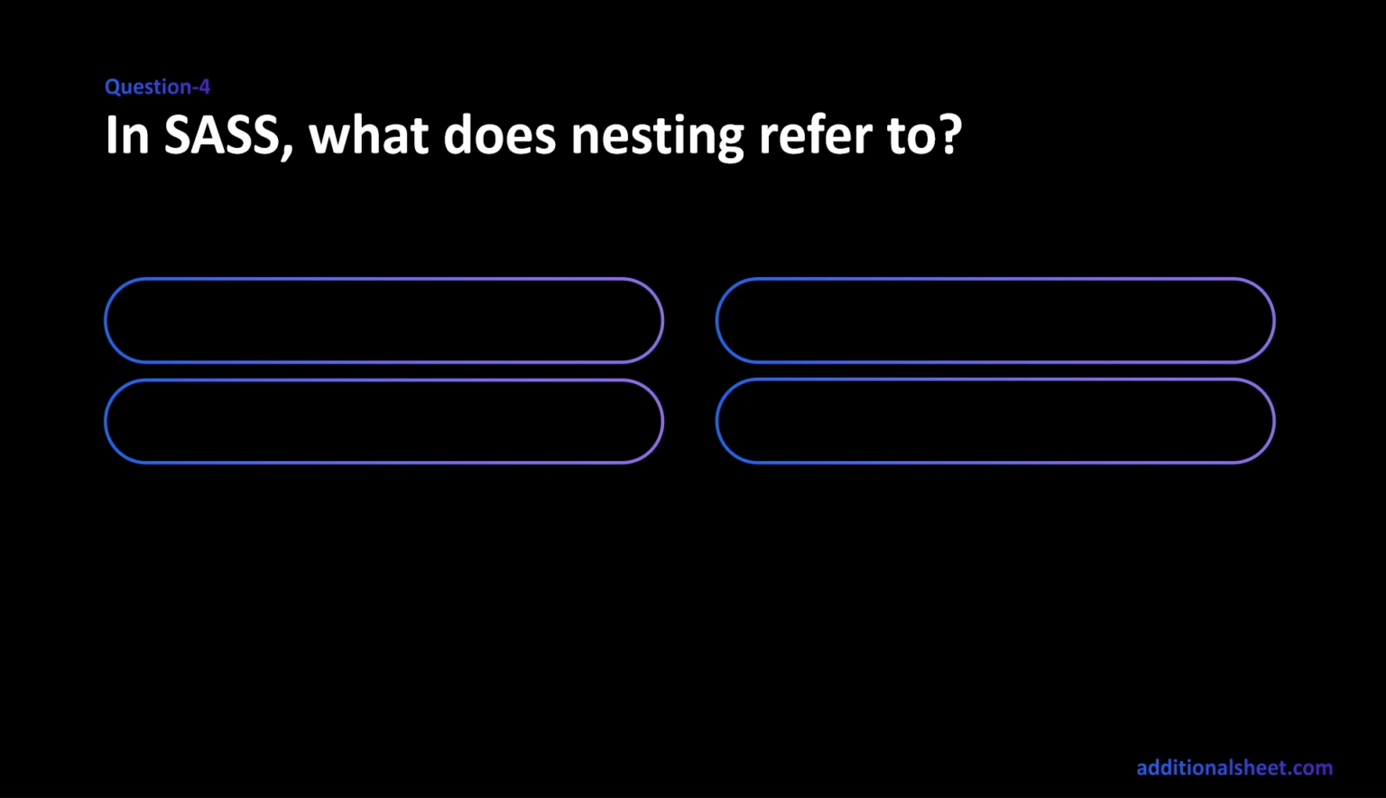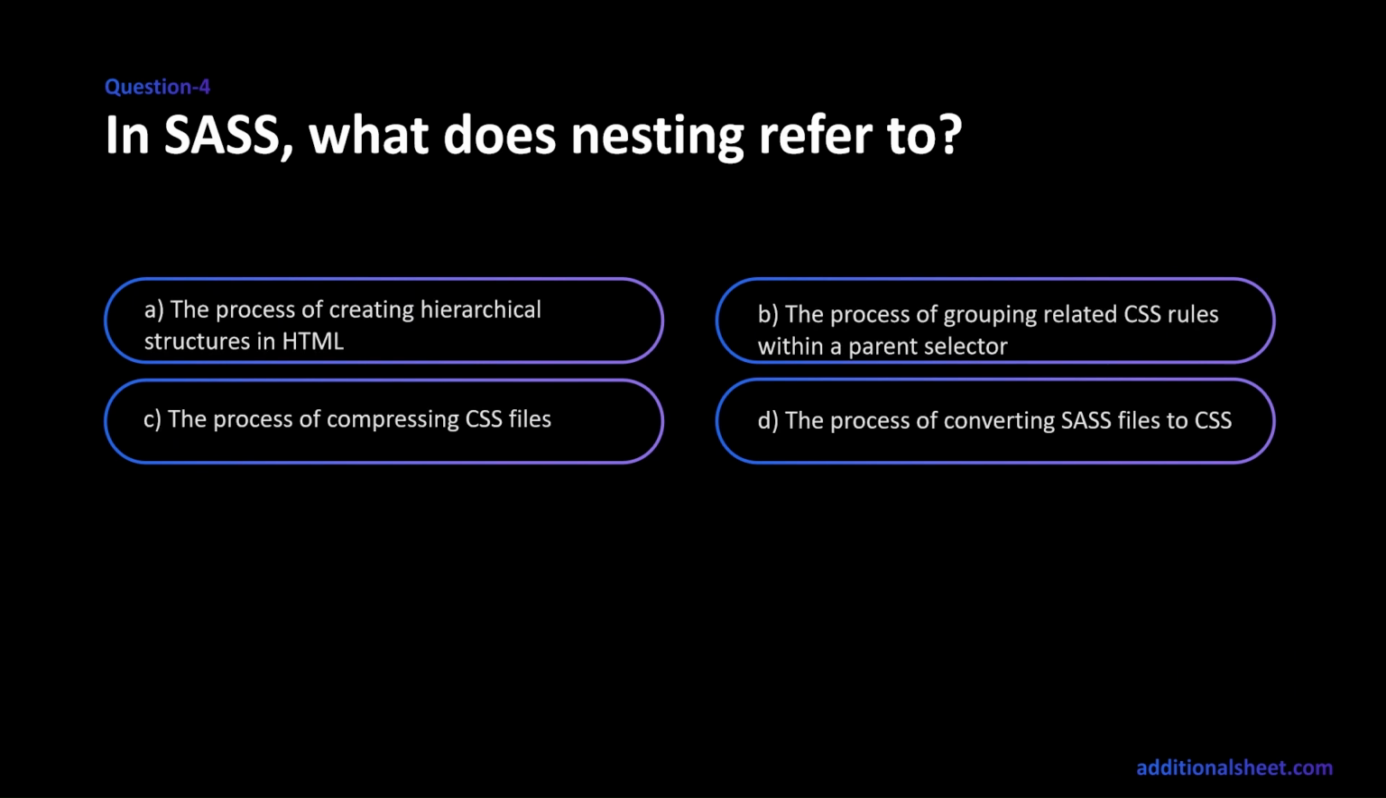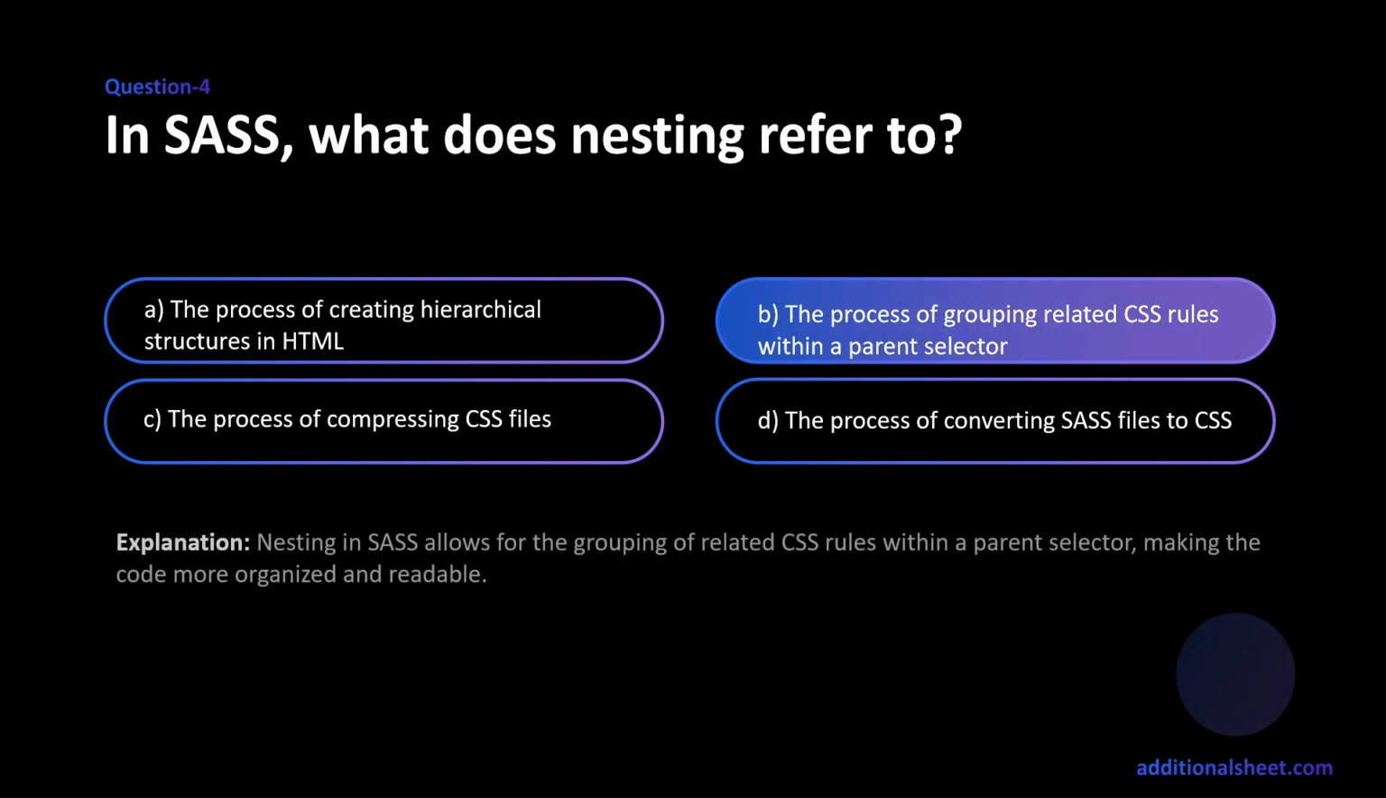Q4. In SASS, what does nesting refer to? Options are A. The process of creating hierarchical structures in HTML. B. The process of grouping related CSS rules within a parent selector. C. The process of compressing CSS files. D. The process of converting SASS files to CSS. Correct answer is option B. Nesting in SASS allows for the grouping of related CSS rules within a parent selector, making the code more organized and readable.